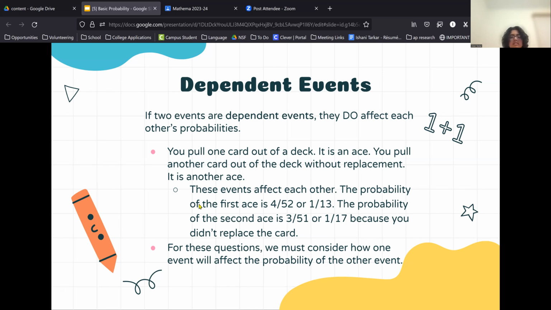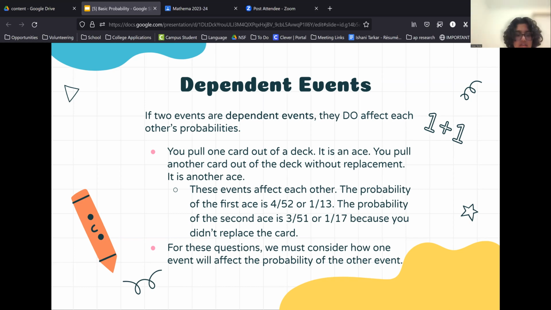So another example is if I were to pull one card out of a deck and it's an ace, and I pull out another card without replacement and it's another ace, right? The probability of this occurring, the probability of both of these, right? These two events are dependent on each other, right? Because normally there would only be a 1/13th probability of pulling out an ace, but then this reduces if we were to take out a card without replacement to 1/17.